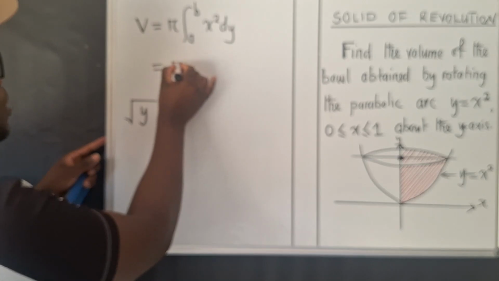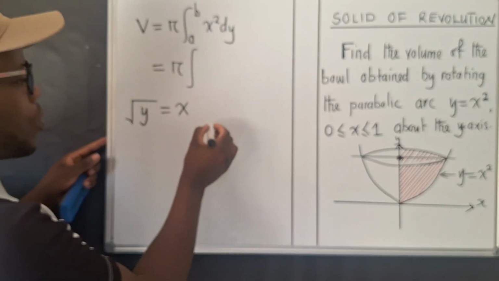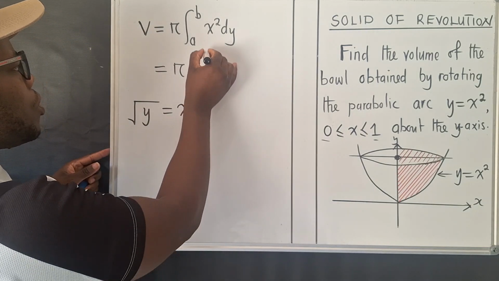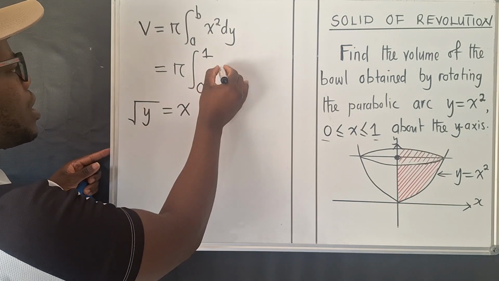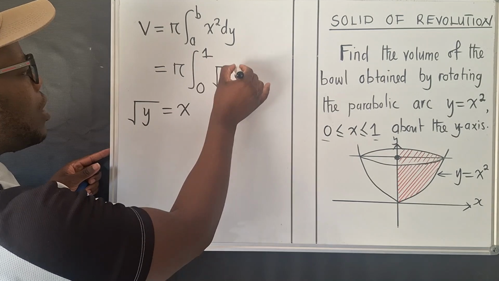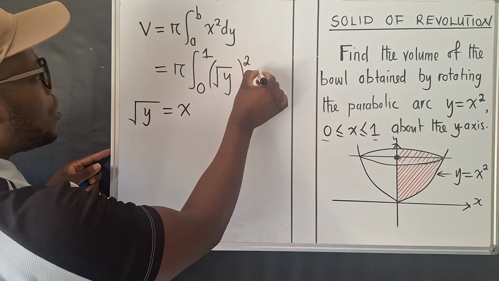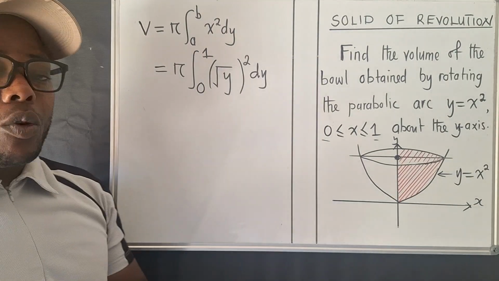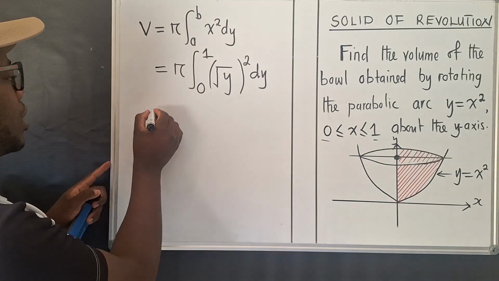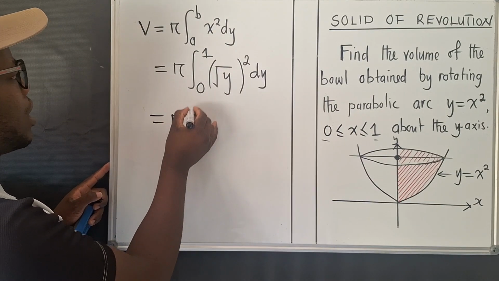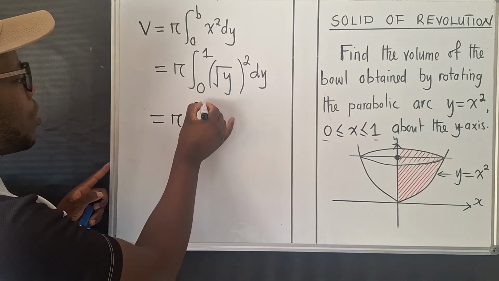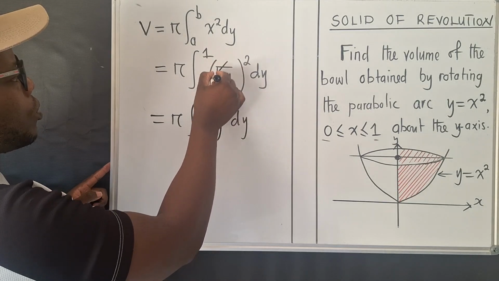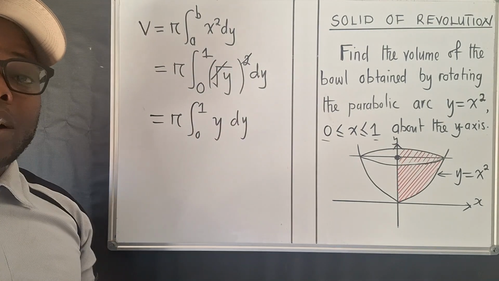So we shall say pi, the integral for the limits. You follow what they've given you here, that is from 0 to 1. And then here we shall have the square root of y to the power 2 dy. So we've substituted there. From this stage, we can say pi, the integral from 0 to 1 of y dy, because the root and the power 2 will cancel out.